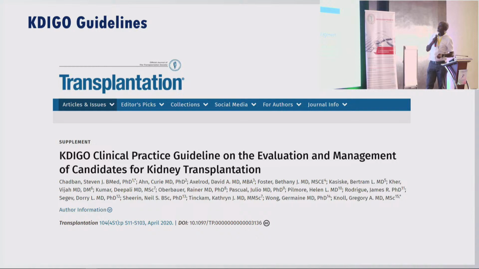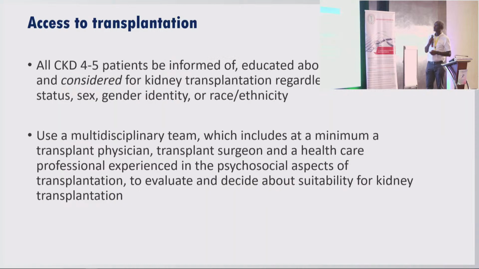Now, KDIGO has come up with guidelines that really advise us on how to go through this process. And I'll just highlight some of the issues that they deal with. One of the things they say is that really all patients who are in CKD stage 4 to 5 must be informed and educated about and considered for a kidney transplant, regardless of their socioeconomic status, their sex, their gender, race, or ethnicity. And this is a grade 1 recommendation, although it's a grade 1D, meaning it's backed up by low level of evidence.